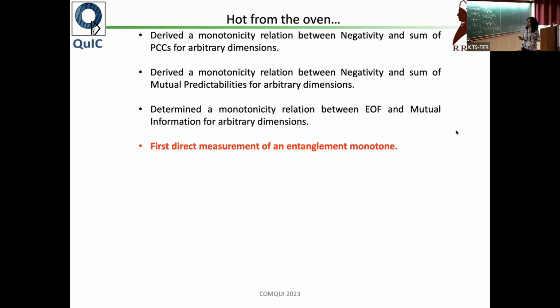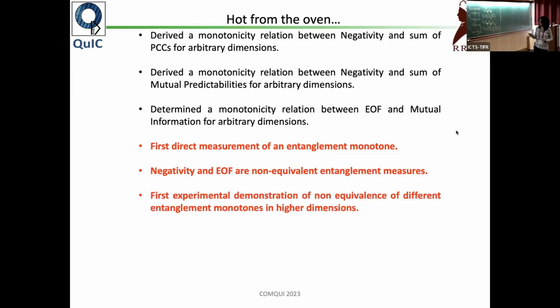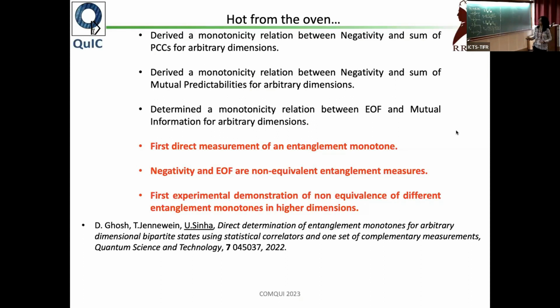So this was followed by the first direct measurement in the lab of this entanglement monotone. And we went on to find interesting things, that negativity and entanglement of formation are non-equivalent entanglement measures. And this was the first experimental demonstration of this non-equivalence. So this is the paper which I urge you to look at because it's a short talk.